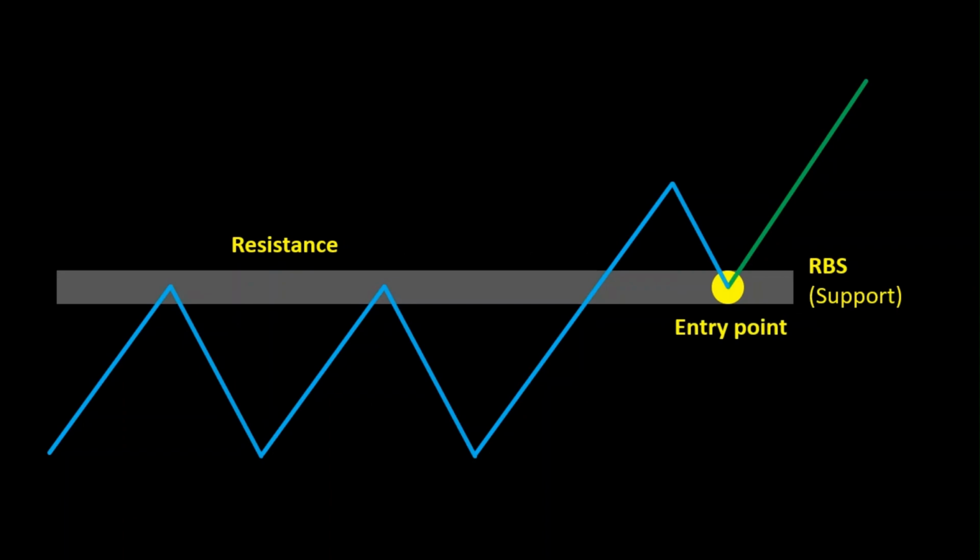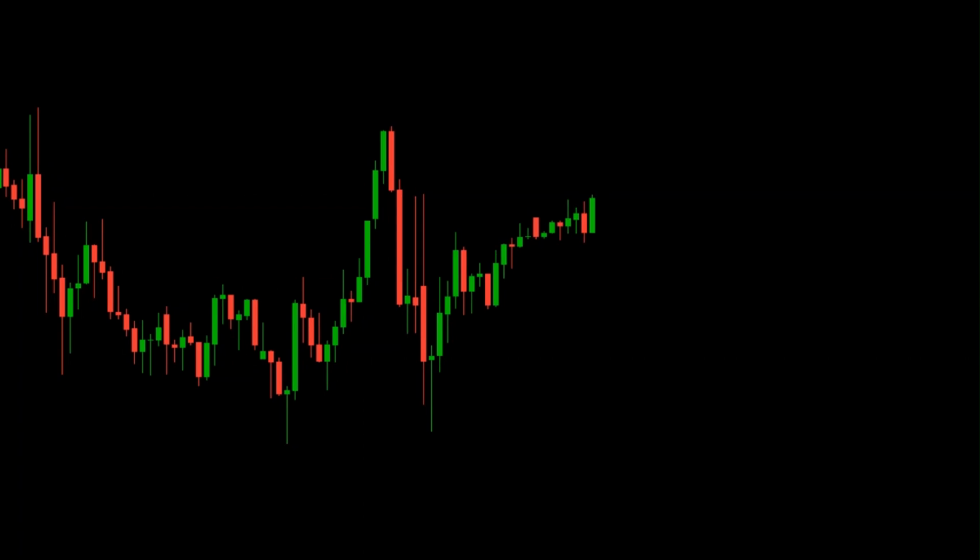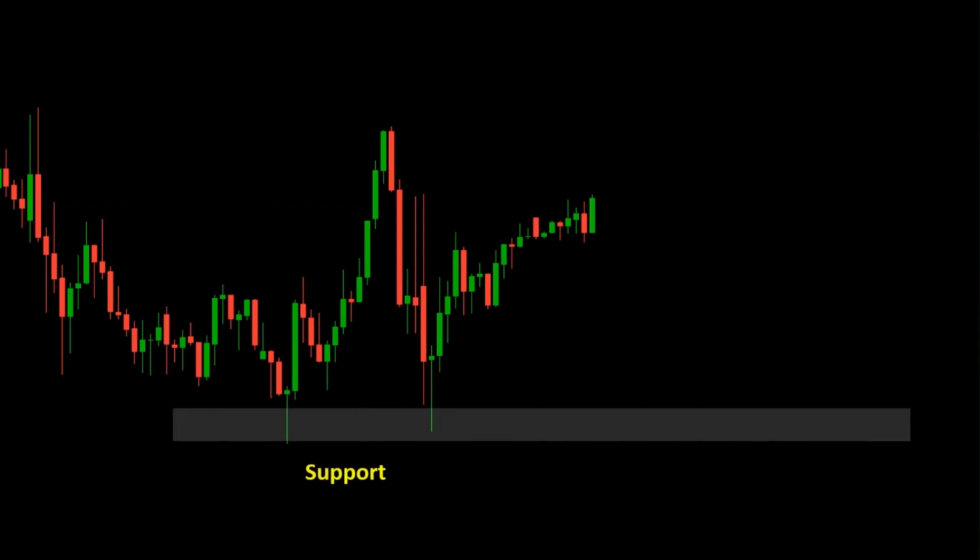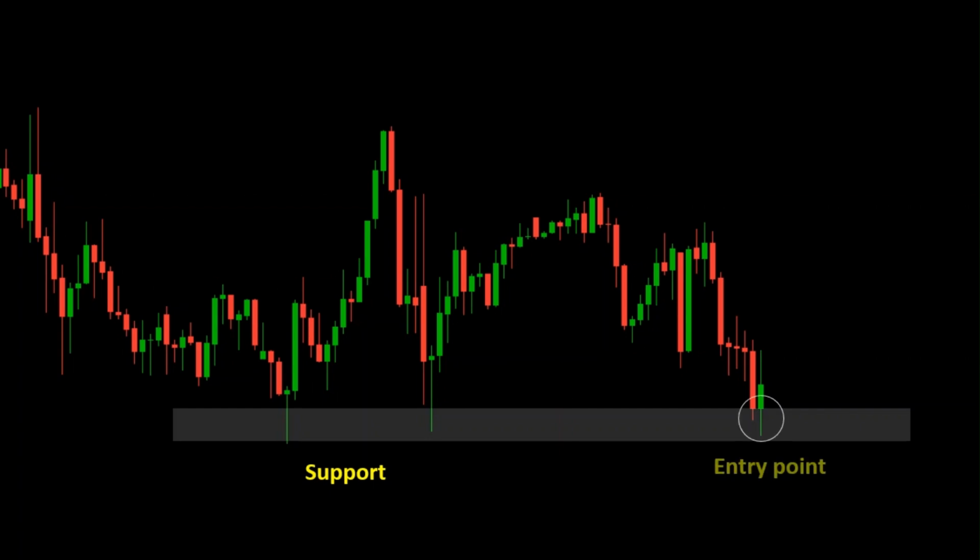Now that we have a good understanding of all types of support and resistance, let's see some real market chart examples. As we can see in this example, the price is rejected twice from a support level. When the price pulls back to the support level and shows signs of rejection, this is our entry point for a buy position because there is high probability of upward movement. As we can see, the price made a significant move in the upward direction from our entry point.